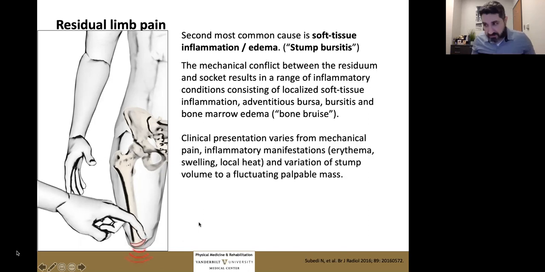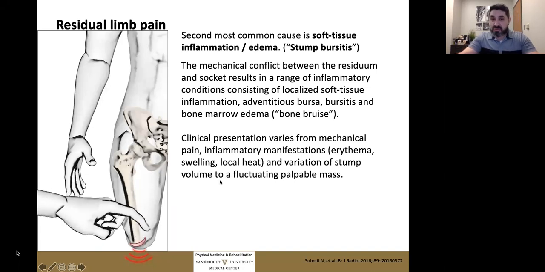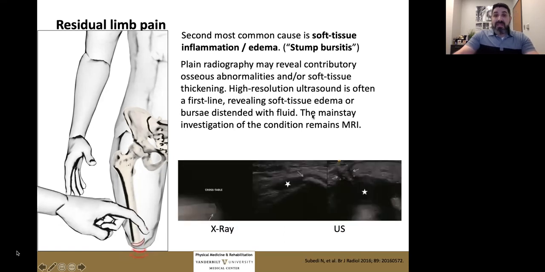So to complicate things, obviously, if you tap on it, people are going to report pain. Is this a neuroma? No, very different qualities to it. It's just localized pain. And people can tell you, no, it doesn't have neuropathic qualities to it. So the clinical presentation is going to vary from mechanical pain, inflammatory manifestations, erythema, swelling, local heat, and variation of stump volume, to a fluctuating palpable mass, right? Okay, what do we do?